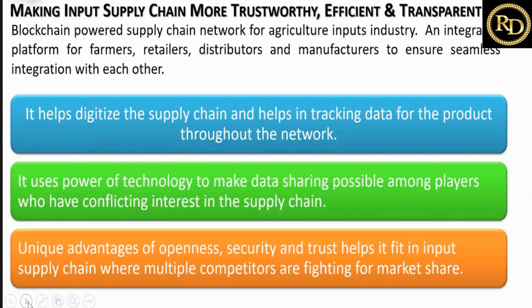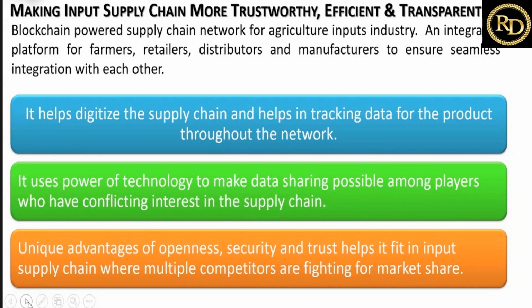It helps in digitizing the supply chain and in tracking data for the product throughout the network. So from the moment it leaves the factory gate to the last use by the farmer, it can be traced. It is the power of technology to make data sharing possible among players who have conflicting interests in the supply chain. Definitely the C&F has its own conflicting interest compared to the producer, or similarly the retailer. So everybody can be given only that part of data which is relevant to them.